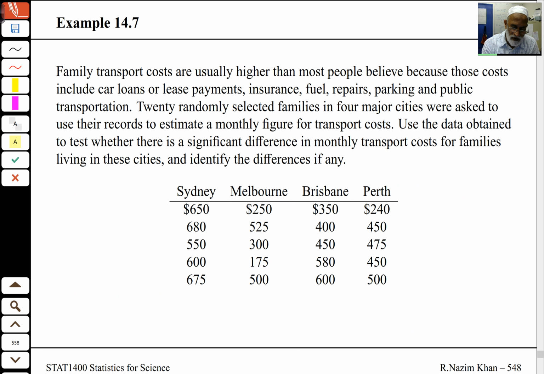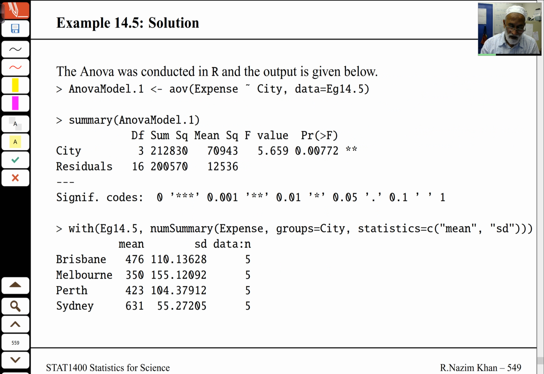So here's an example. We're looking at the transport costs in these 4 cities, and we want to see if they're the same or not the same. So here is the R output, and you can see the p-value is small, which means that the mean costs are not all the same. And below I've got the means and standard deviations.